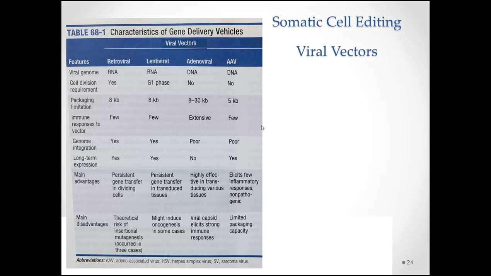Immune responses are also important, in that there was an early death in a clinical trial using an adenoviral vector. The patient wound up dying because of the massive immune response that was mounted against the adenovirus, whereas we don't see so much immune response with other viral vectors. Okay, any questions about the viral vectors?